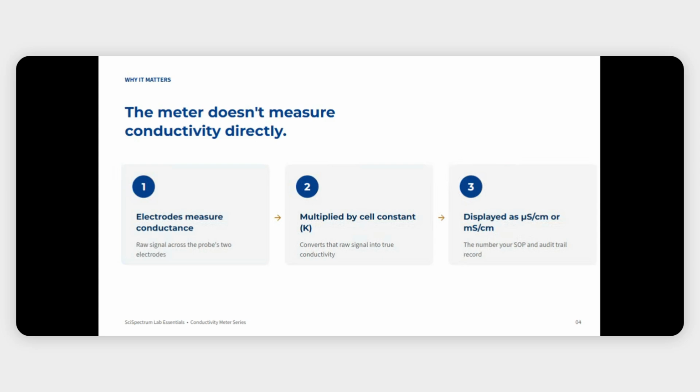So the process is: the electrode measures conductance, that gets multiplied by your cell constant, and the result is what shows up on your display and what goes into your audit trail. If K is wrong at step 2, everything downstream is wrong too, no matter how good your electrode or your calibration technique is.